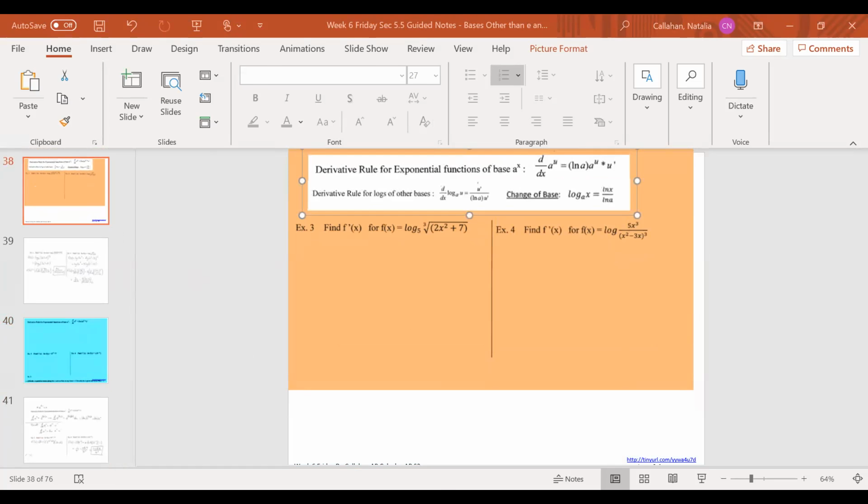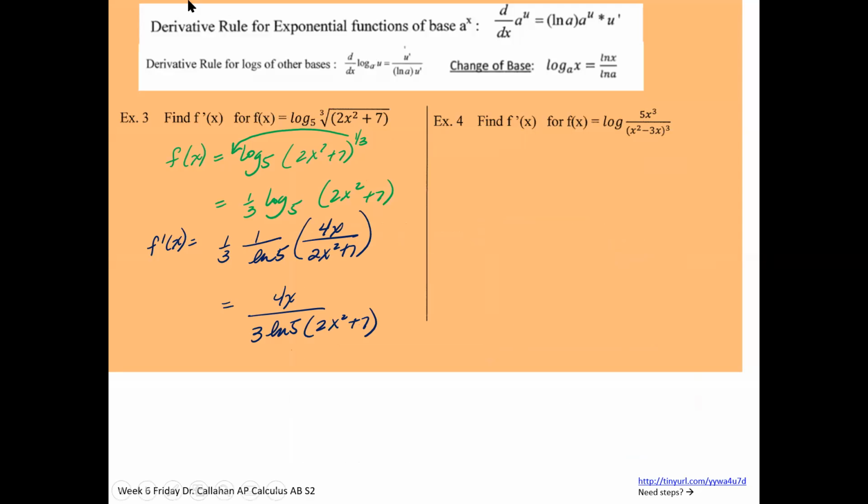Okay, so looking at example 4, I went ahead and pasted the derivative rules up here so it's a little bit easier for you guys to look at while we're doing this example. For example 4, I see I have the log right there. I want to go ahead and expand it because of the division sign. So f of x is going to equal log of the numerator 5x cubed minus the denominator log of x squared minus 3x cubed.